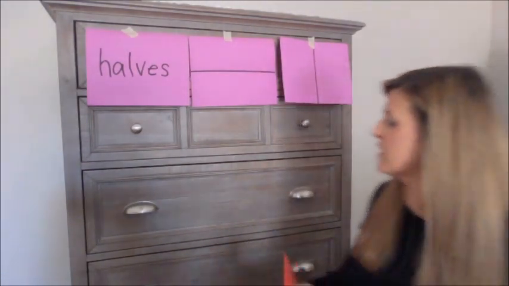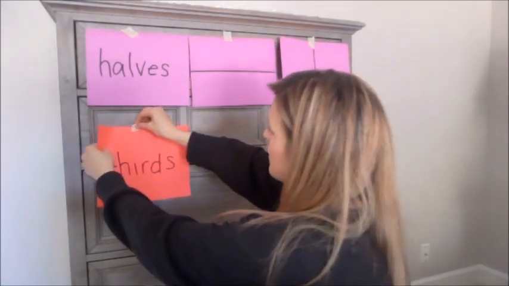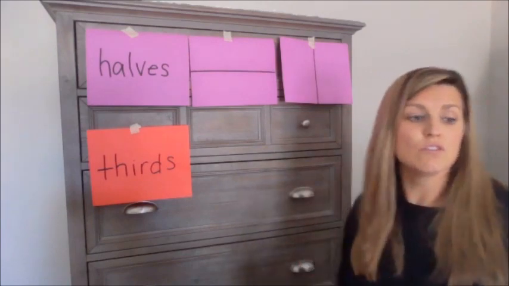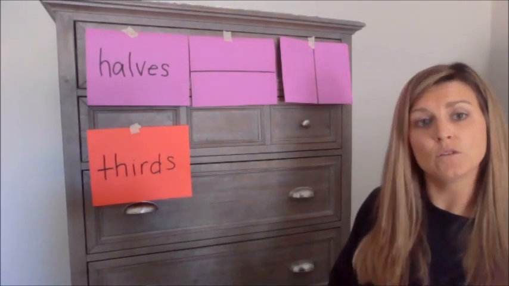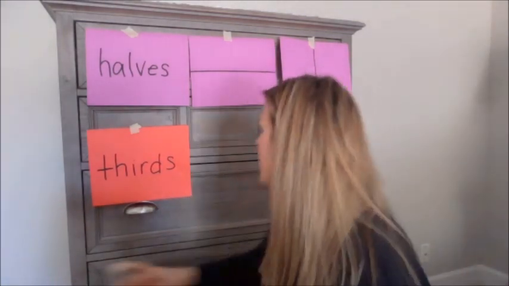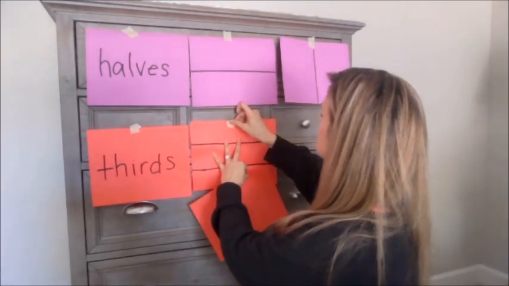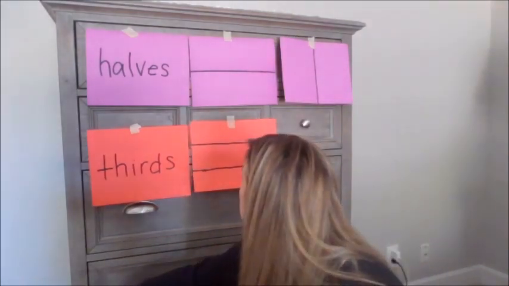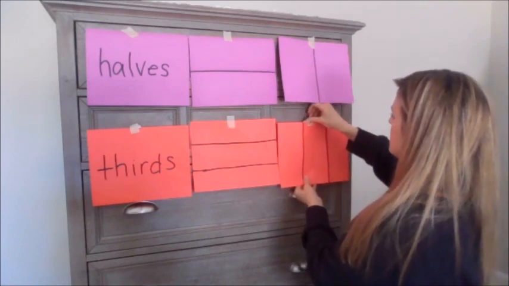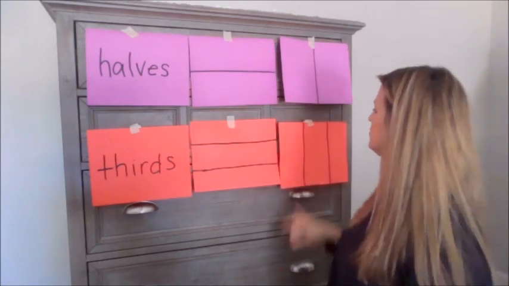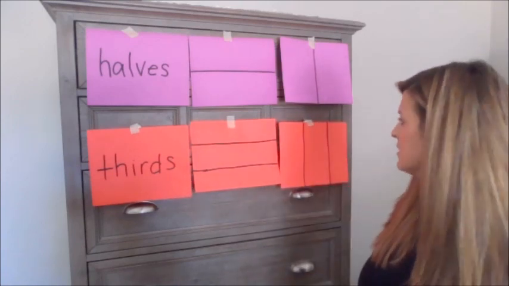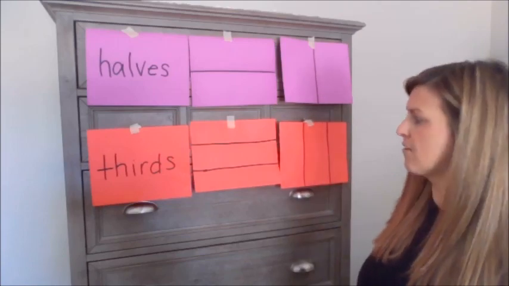Okay. Moving on to thirds. So I've got my thirds here and did the same thing. Used my paper and I folded them, hamburger and hot dog style. So there are 2 different ways you can create or divide a rectangle into thirds. So we've got our hot dog style fold and our hamburger style fold. So we have 1, 2, 3 parts here and 1, 2, 3 parts here of our rectangle.